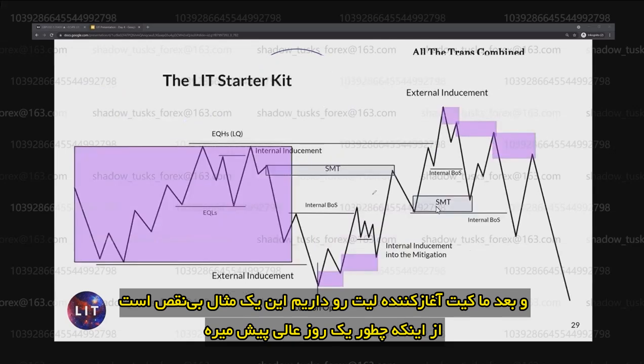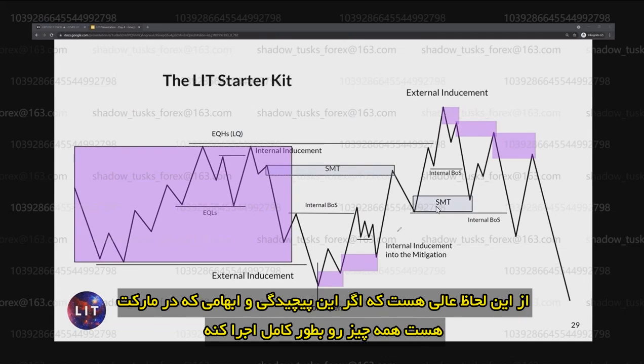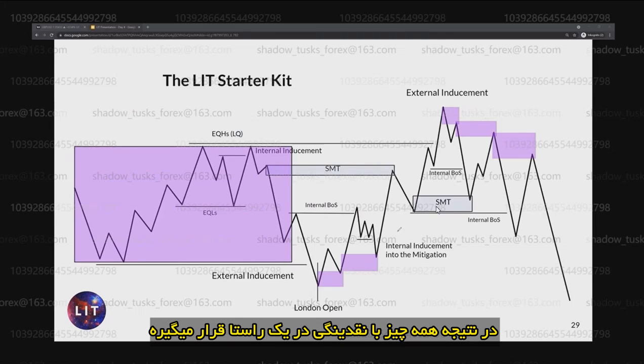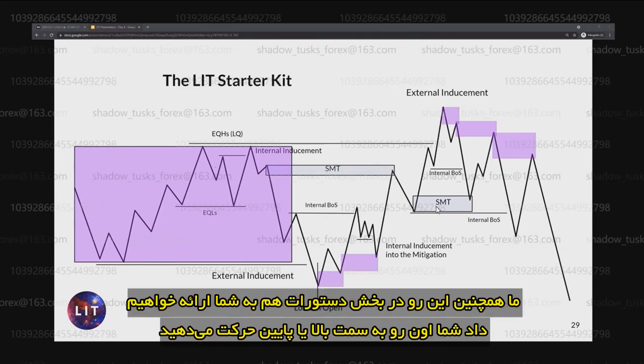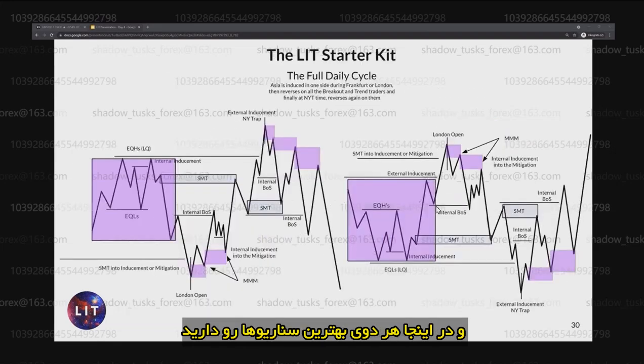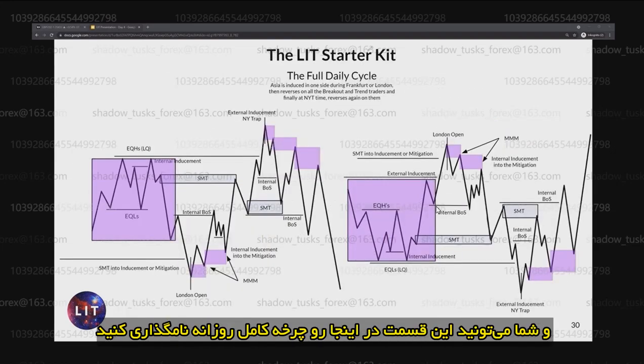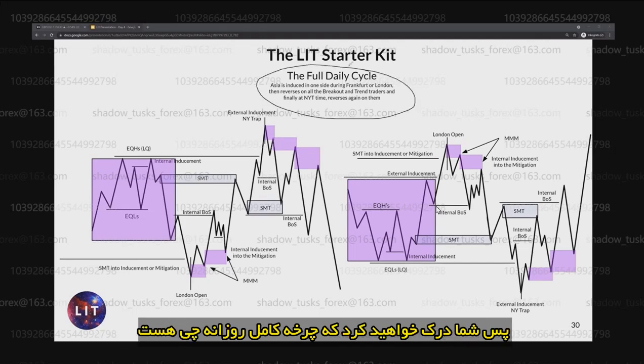Then we had our LIT starter kit. Again, that's just a perfect example of how a perfect day looks if Enigma does everything the perfect way and everything lines up with liquidity. We'll also give you this in the comments. And again, you flip it upside down to have both perfect scenarios in here. We can call this plan here the full daily cycle. So you will understand what the full daily cycle is.